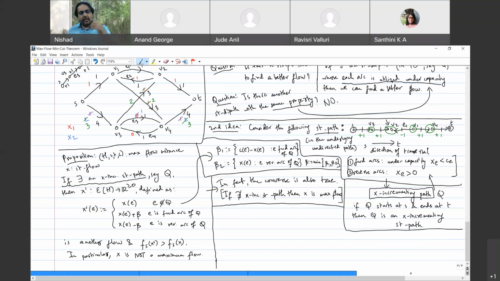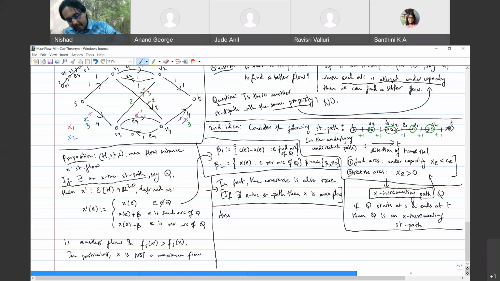So let us assume that the converse is true, right? Let us say for now that we know the converse is true. Then this already gives us an algorithm to find a maximum flow. Every time you check whether there is such a path, and if there is, then you find a better X value, a better flow. And if there isn't such a path, then you say that, okay, that's done. This is the maximum flow, right? The problem is, how do we find an incrementing ST path? Okay, so that is something we need to discuss.